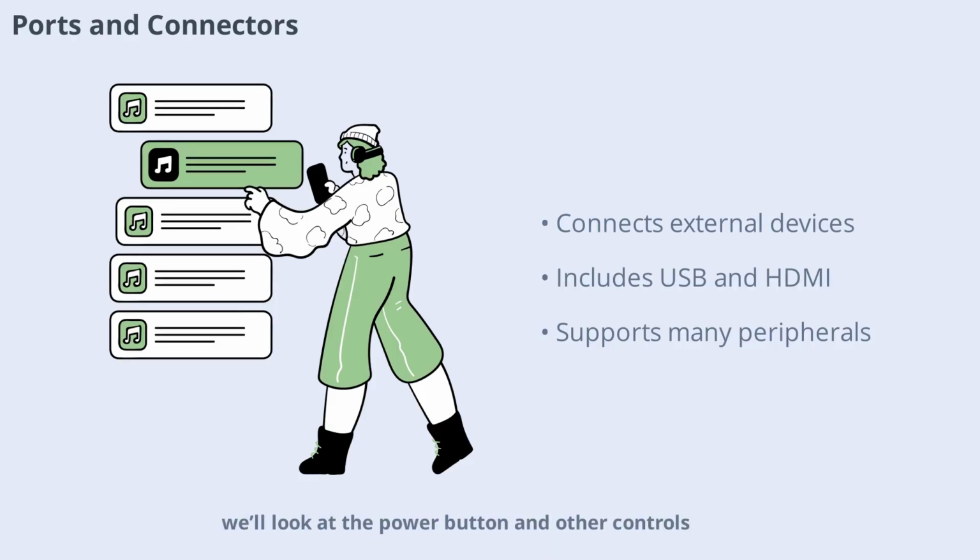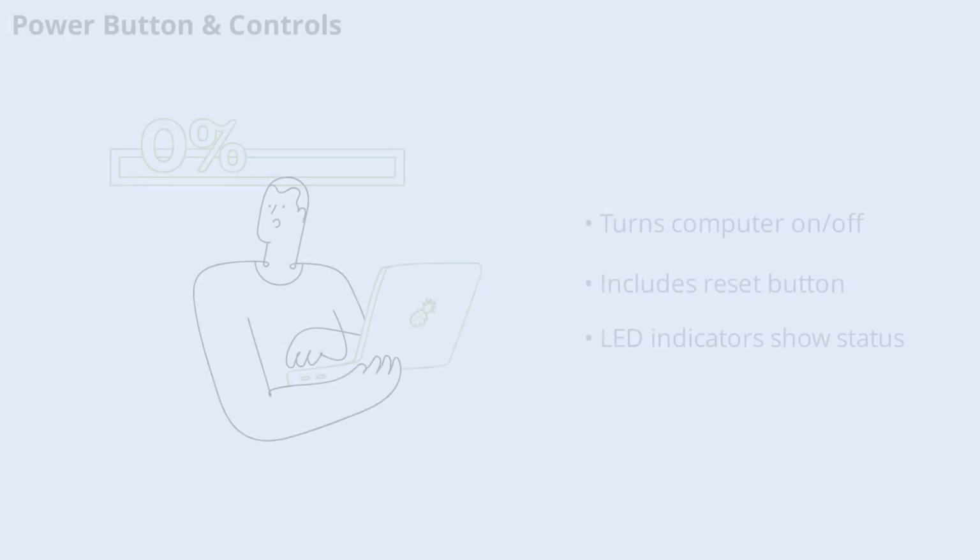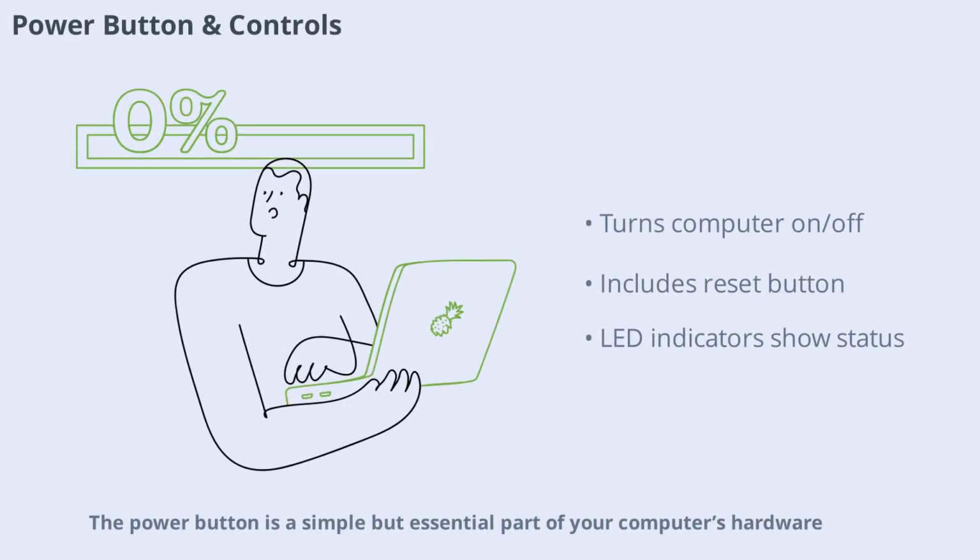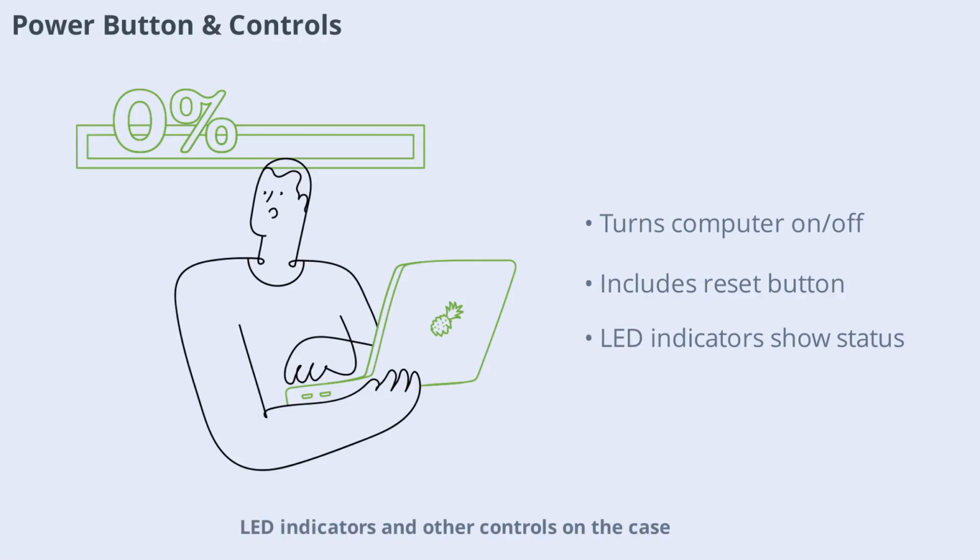Next, we'll look at the power button and other controls. The power button is a simple but essential part of your computer's hardware. It turns the system on and off. Some computers also have reset buttons, LED indicators, and other controls on the case. These controls help you manage your computer's power and status.